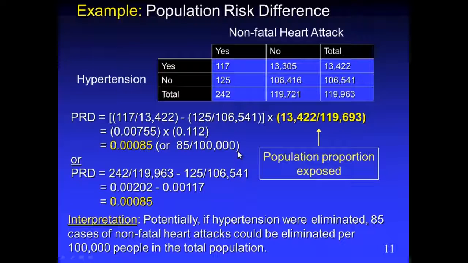So this is the number of people in the population who would be spared from a non-fatal heart attack if hypertension could be completely eliminated. And we also show how, using the second formula, subtracting the risk in the unexposed from the total risk, you can see it comes out with exactly the same figure. As my previous slide showed, the two formulae are completely equivalent. It doesn't matter which one you use; it may depend on which data you have available. So again, the bottom line is that potentially, if hypertension were eliminated, 85 cases of non-fatal heart attacks could be eliminated per 100,000. Really, it should be women in the total population.